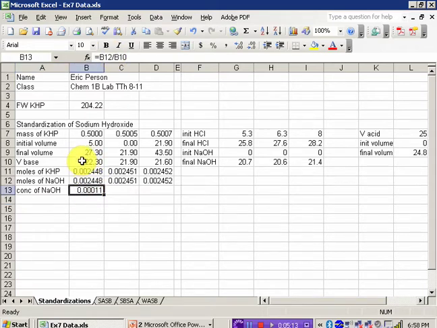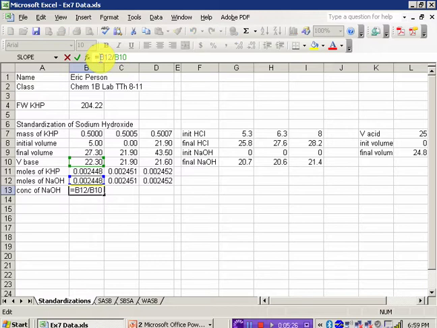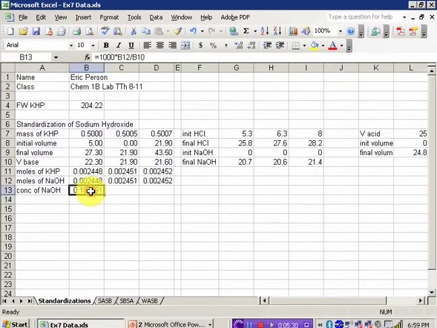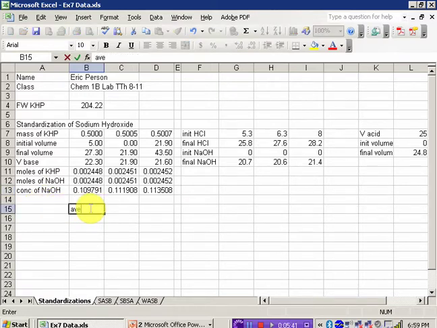Okay. Now I'm off by a factor of 1,000 because my volume of base was in milliliters and I need it in liters. So to get that volume of base on the bottom into liters, I need to multiply by 1,000. Okay. And that has the concentration of hydroxide at about 0.1, which was the target concentration for this lab.